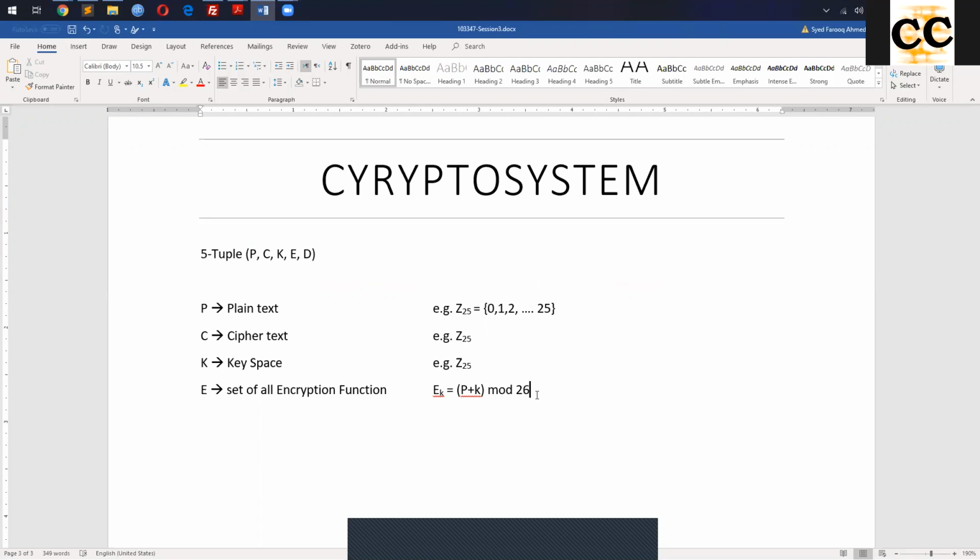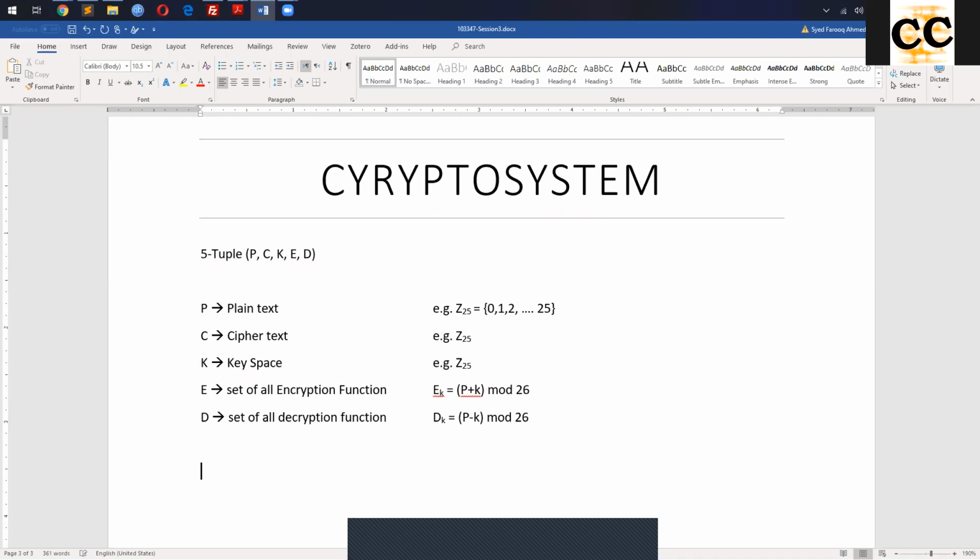And similarly, D stands for the set of all decryption functions, and in our scenario, our decryption function is d_k, which will be equal to c minus k, and again taking the mod 26. So that's our formal definition of a crypto system.